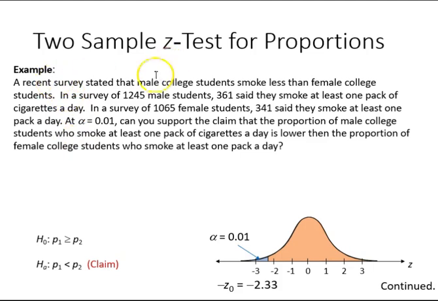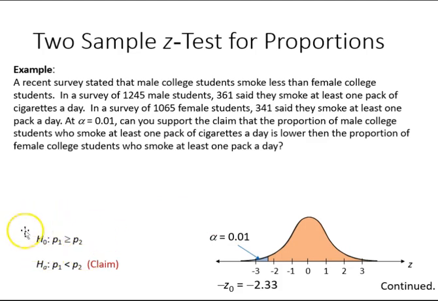We have a recent survey that stated male college students smoke less than female college students. And that's something we're going to test. So for the males, there's 1,245 of them, but 361 claim to smoke at least 1 pack a day. And for the females, we have 1,065, but 341 claim they smoke at least a pack a day. So at an alpha 0.01 level, can we support the claim that the proportion of male students who smoke at least a pack of cigarettes a day is lower than the proportion of female college students who smoke a pack a day?